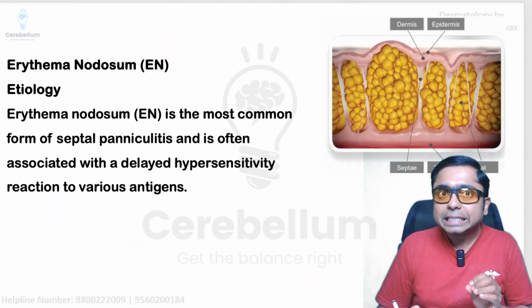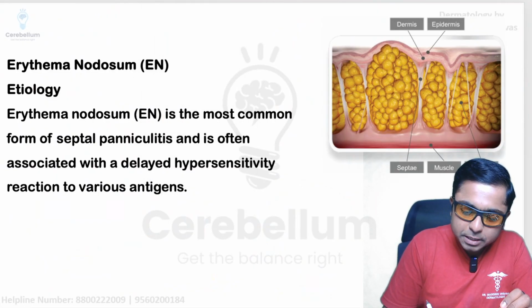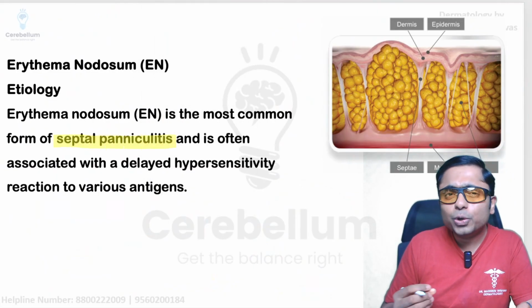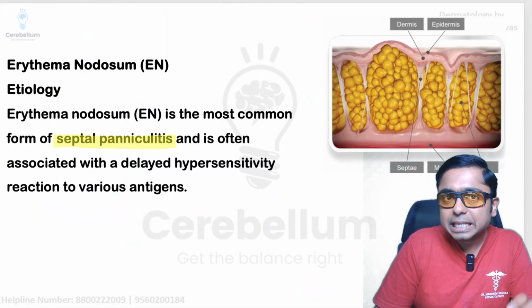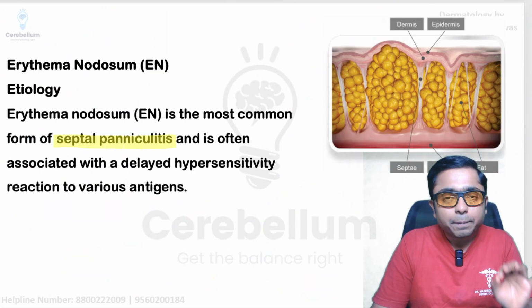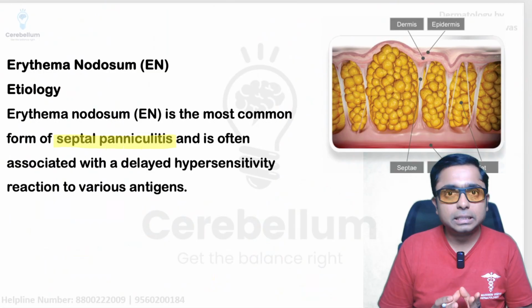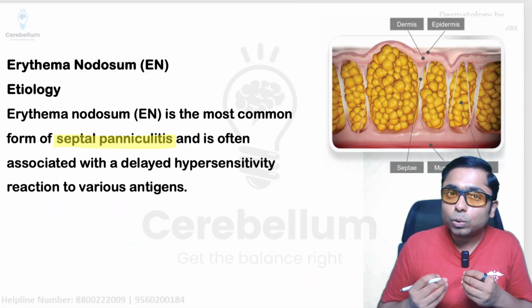So, remember, it is a panniculitis. What is erythema nodosum? It is a panniculitis, specifically septal panniculitis. What do you mean by panniculitis, sir? You may be asking. So, remember, in the skin we have epidermis followed by dermis and we have hypodermis. Hypodermis is also called panniculus, and if there is inflammation of this hypodermis we call it panniculitis.